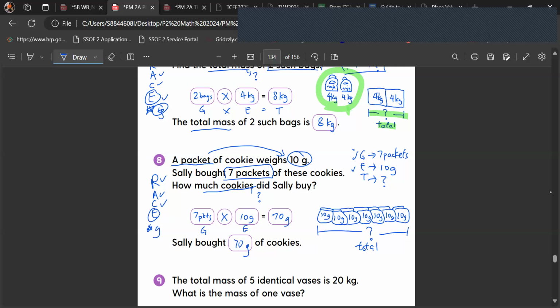So, Yuan Tian, it says all the cookies, 70 grams of cookies. Do you need to know exactly how many cookies? No need. Do you need to know one cookie how heavy? Also no need. Okay?